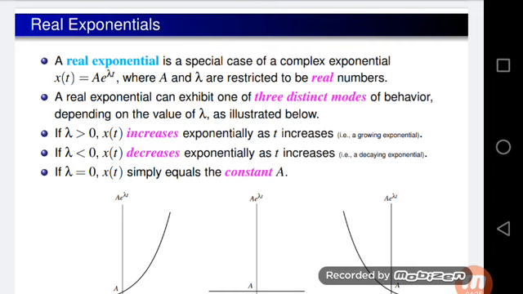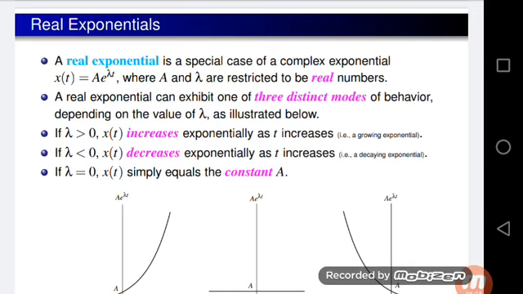A real exponential is a special case of the complex exponential x of t equal to A e power lambda t, where A and lambda are restricted to be real numbers. Restricted means limited to real numbers only. A real exponential can exhibit one of three distinct modes of behavior depending on the value of lambda.